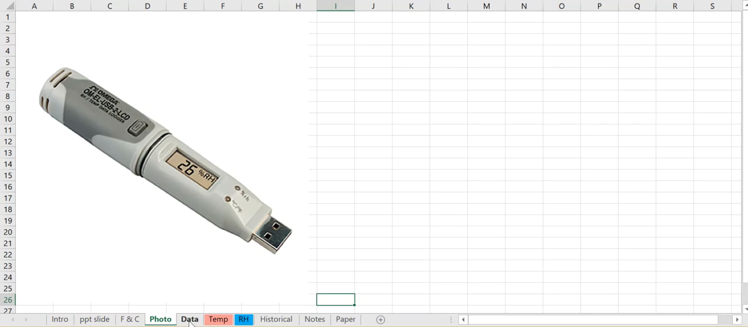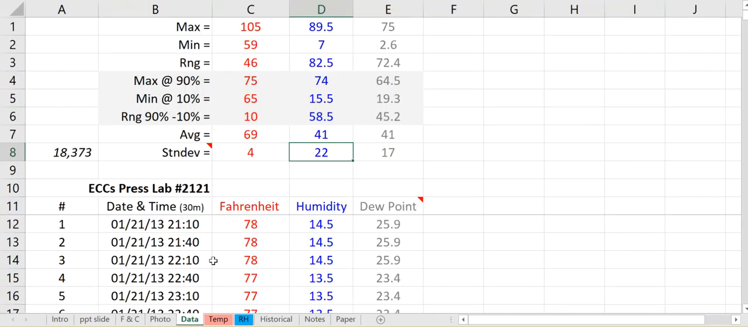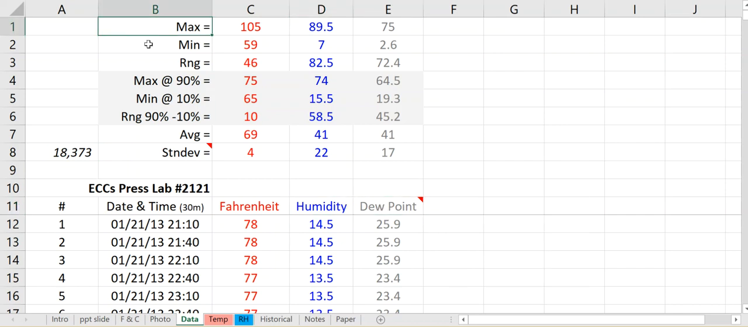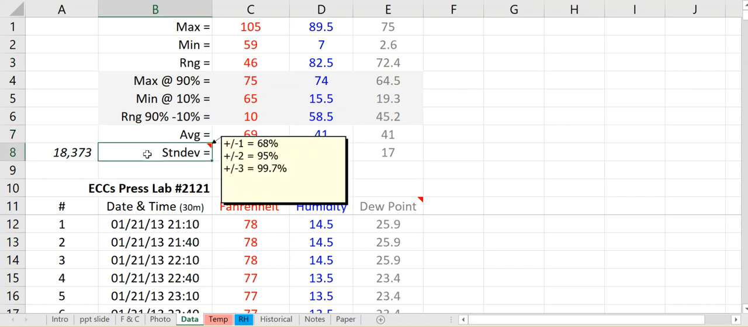So when we take this data and download it into Excel, we were collecting the data every 30 minutes, so twice an hour, which is 48 times a day. I have over 18,000 data points collected. It measured the temperature, the humidity, and the dew point. We calculated the maximum high, the minimum low, compared those two, subtracted them, and got the range. Calculated the average or the mean, and calculated the standard deviation.